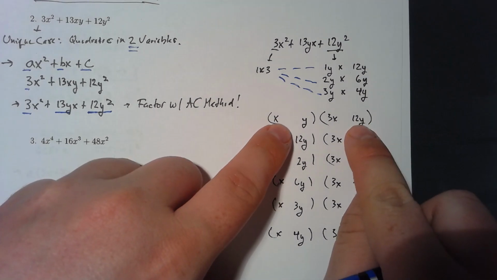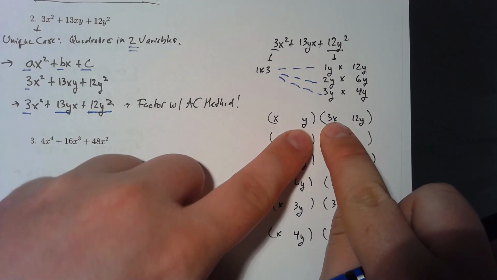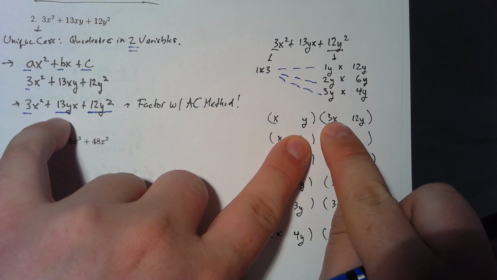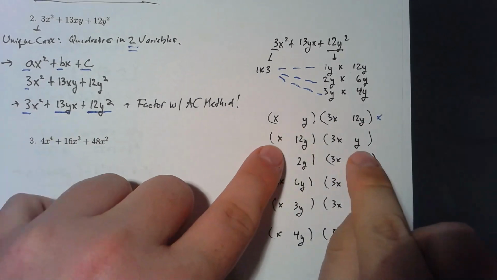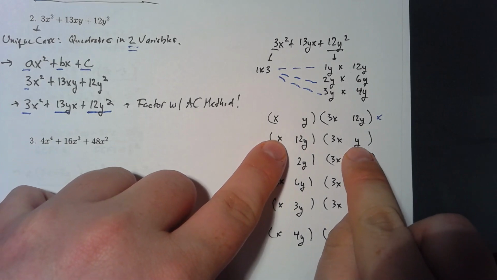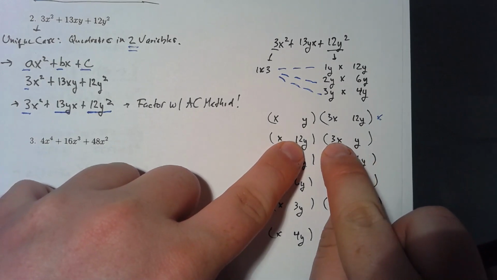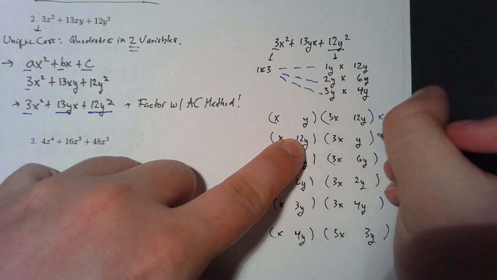Right, this is 12xy, 3xy. Is that going to give me 13xy? No. So this one, no. This is 1xy. 12 times 3 is 36. Is that going to give me 13? No.